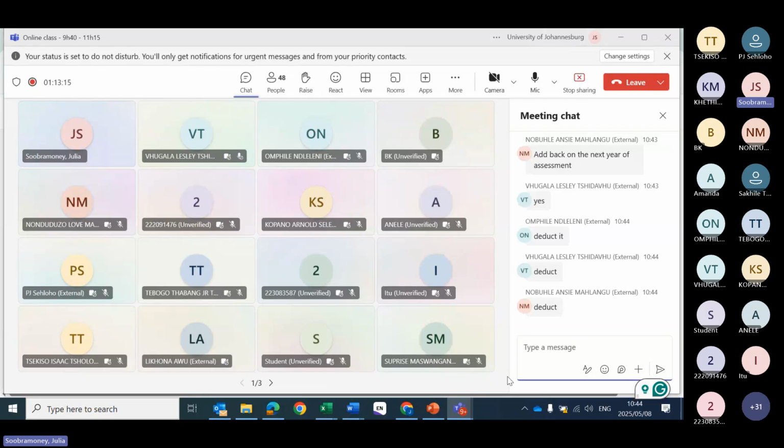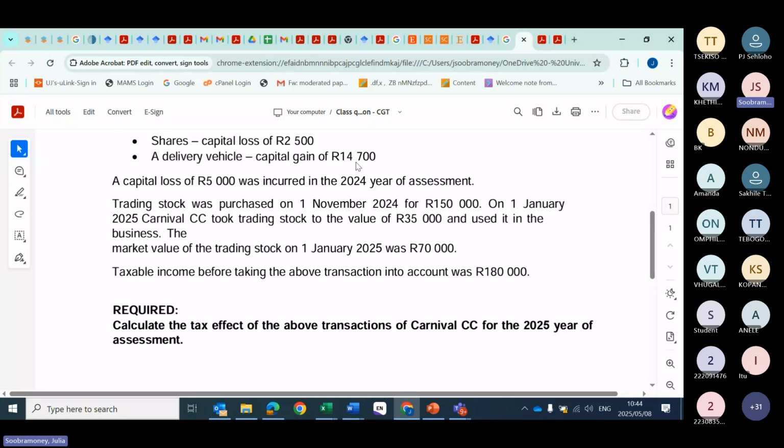Okay, so if you understand that principle, let's continue with this question now. Here what we are doing is we're basically taking trading stock out and we're going to be using it as a capital asset in the business now. So if I'm taking trading stock out, I need to create a deemed disposal. Now, what does the word deemed mean? It means something that I'm going to put through, but it hasn't actually happened. So basically, I'm going to show as if a sale happened, but it didn't really happen. So we call that a deemed disposal for trading stock.